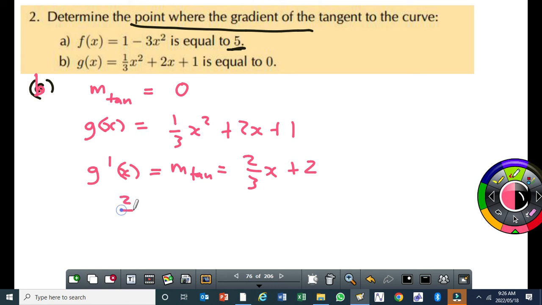Then 2 over 3 x plus 2, we equate this to 0 because the gradient of the tangent is 0. So you get 2 over 3 x is equal to minus 2. And what this means is that x is going to be negative 3. Yes?